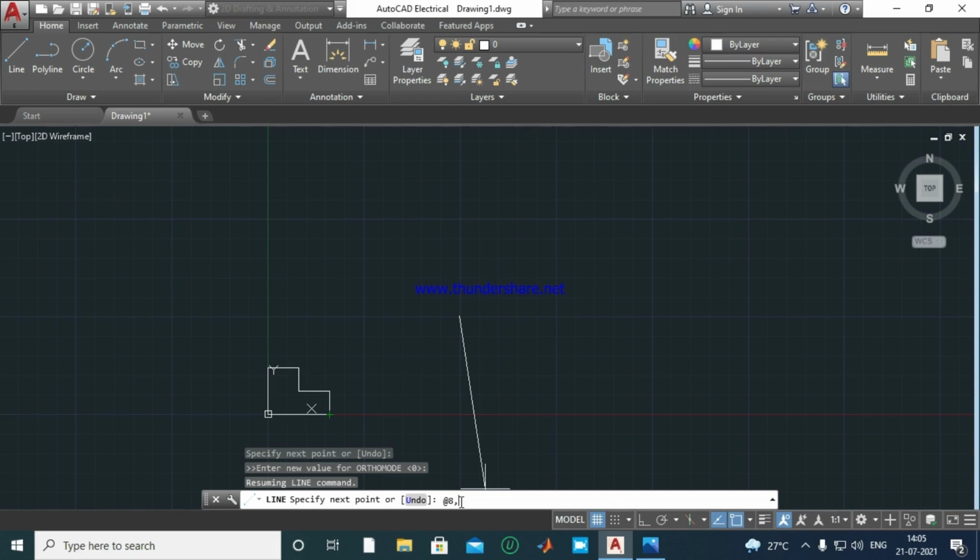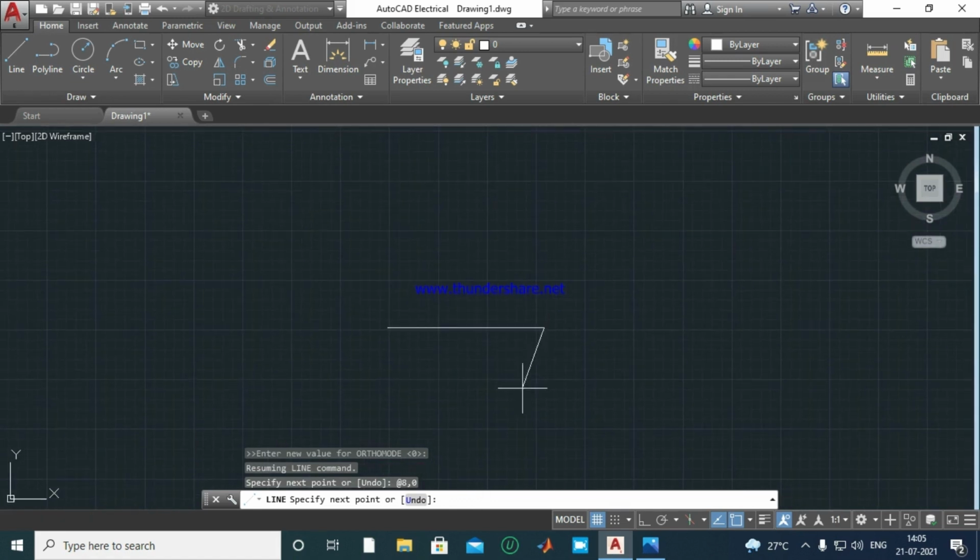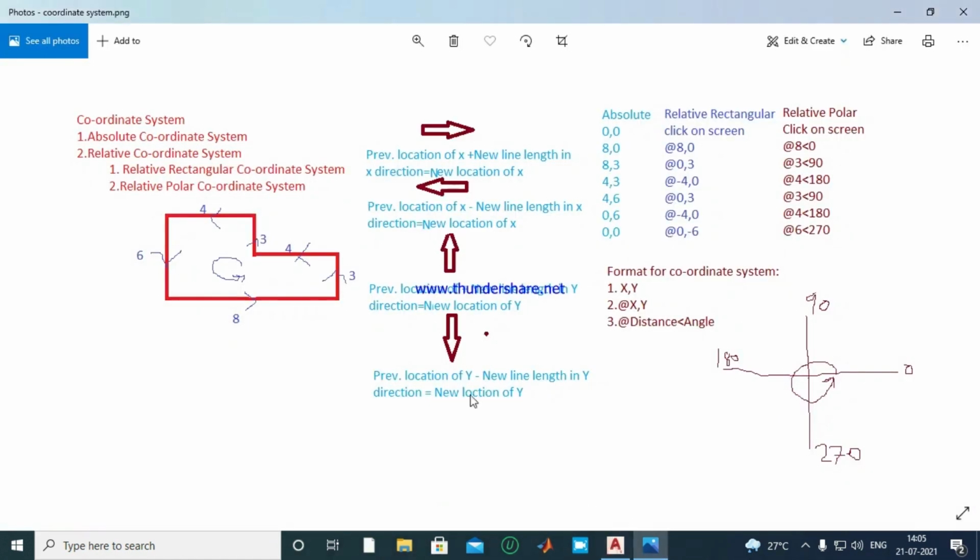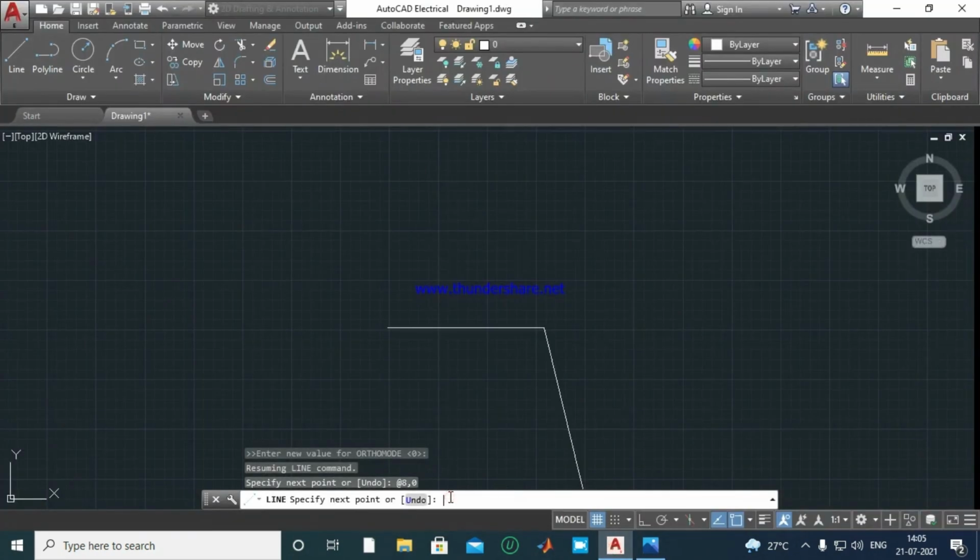Now what about y? Y is 0 because you are not drawing the line in an inclined way. That is, it is not going in upward direction or downward direction. It is going straight in x direction. So I need to give y value 0 here. Okay. Now I need to draw the line of length 3 in y direction, and I am using the relative rectangular coordinate system. So once again I need to use @ sign.